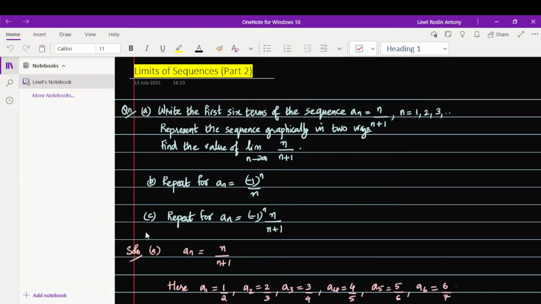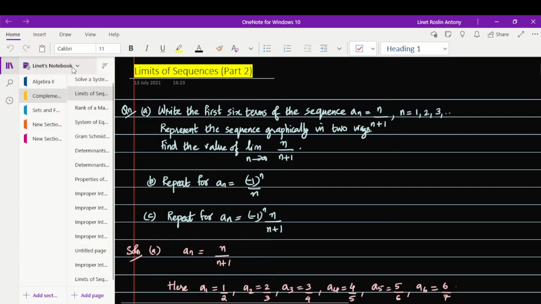And in B and C, we have to repeat the same questions for different a_n. In B, it is a_n = (-1)^n / n, and in C, a_n = (-1)^n / (n+1).